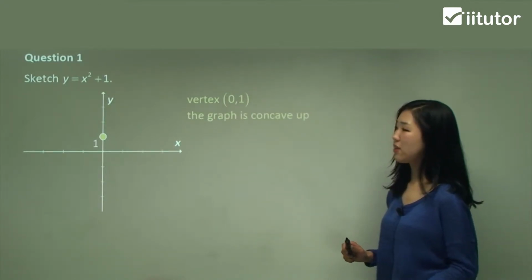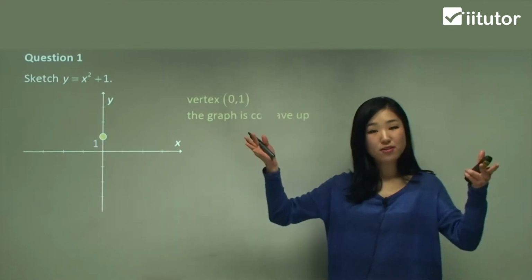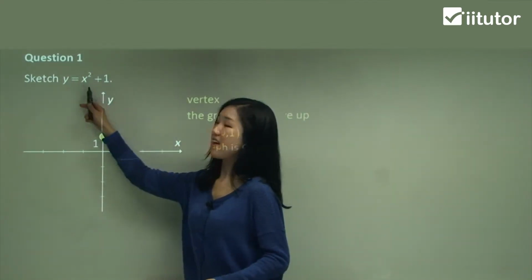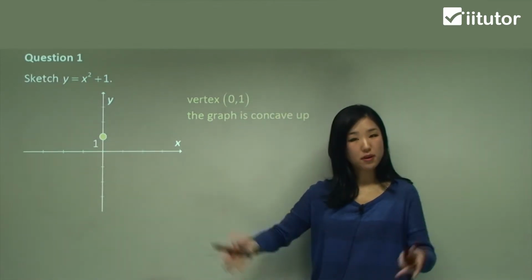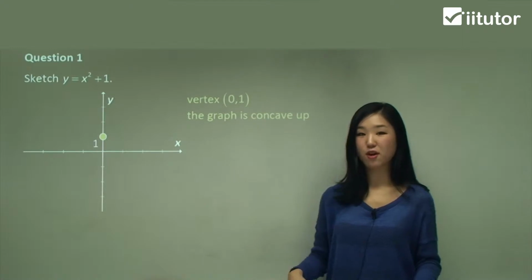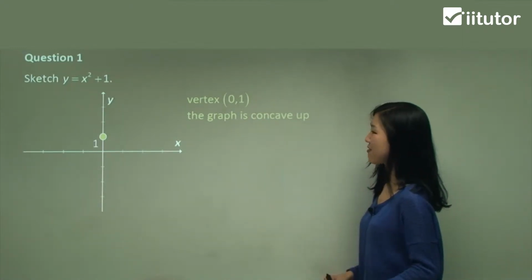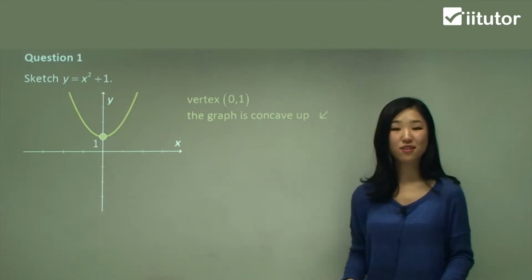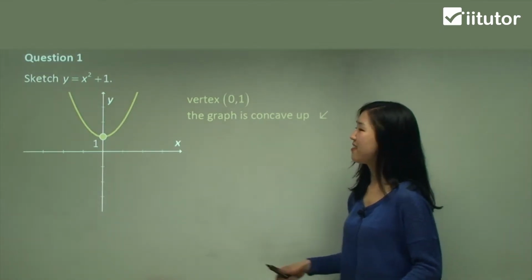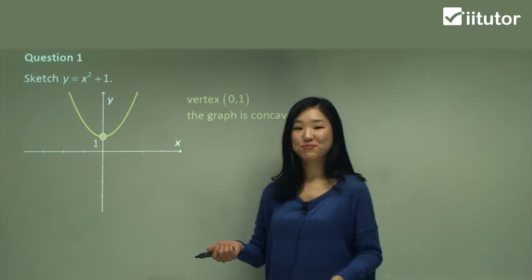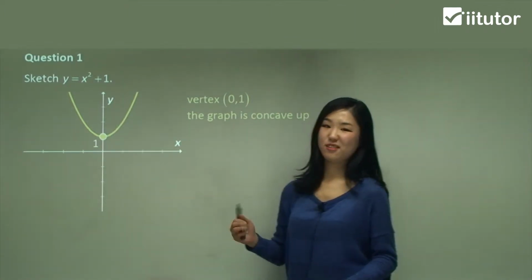We should also know that the graph is concave up, so it's a happy face parabola, because the coefficient of x squared is positive. If it's negative, you know that it's going to be sad, which is concave down. So this one is concave up, so I'm just going to draw the graph like that, and that's all there is to it. All I did was shift up by 1 unit to x squared, so it's very, very simple.